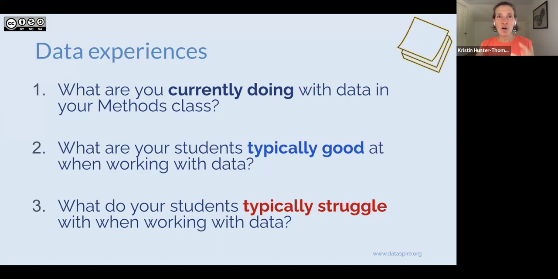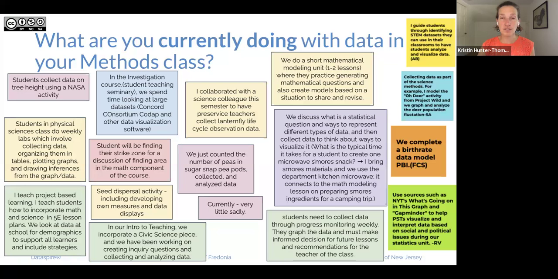Okay, hopefully you paused and were able to think about these three questions of how it relates to your experience with your students. Here's a range of samples of the kinds of responses that previous faculty in implementations in our project were giving. So what are some things that they're currently doing?